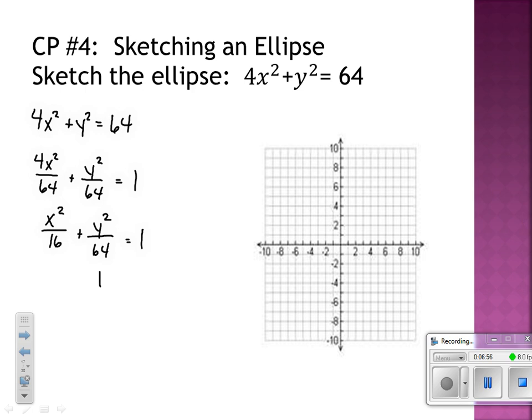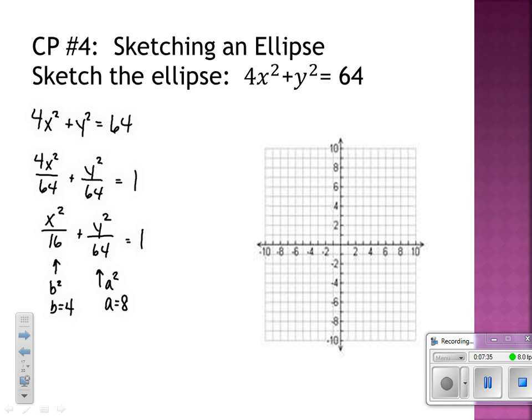So since this is the bigger value here, this must be our A squared, which therefore makes A equal to 8. That then leaves this digit underneath the x squared to be our b squared, so b must be 4. Now, if a is lined up underneath the y squared, we must have a vertical major axis. Again, that comes right from the box. If a is underneath the y squared, we have a vertical major axis.